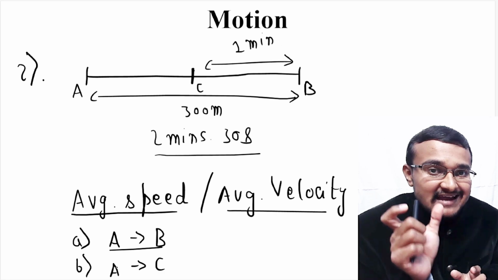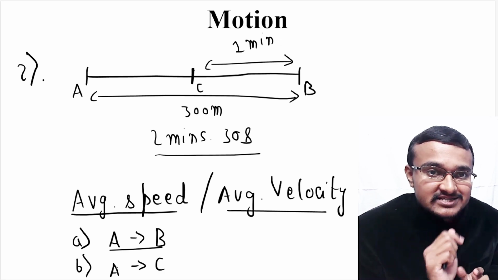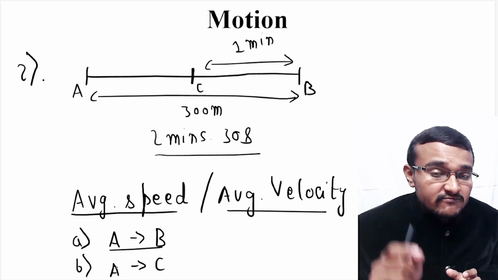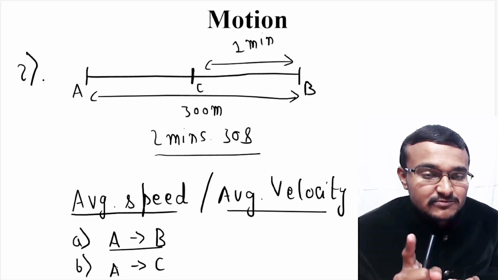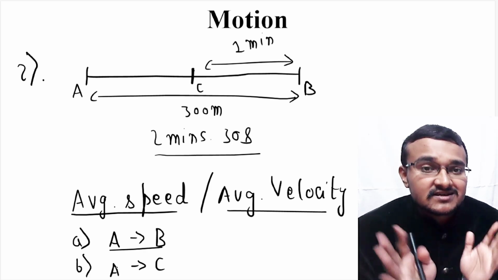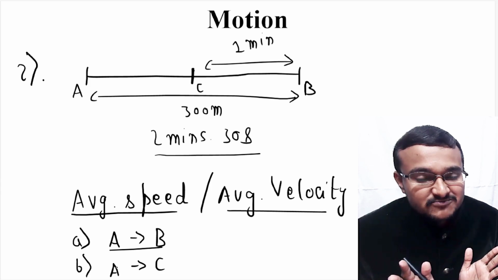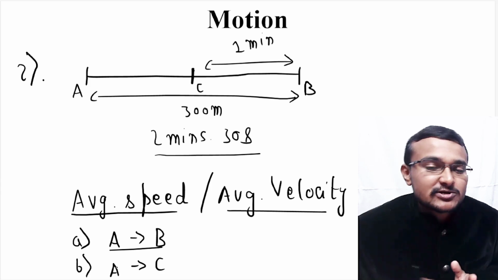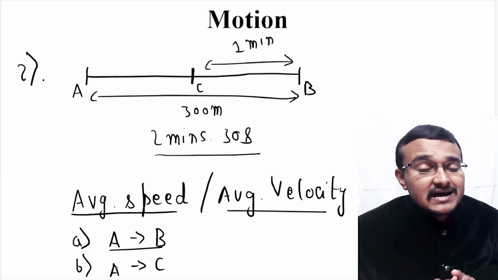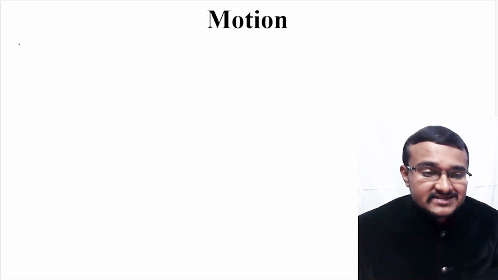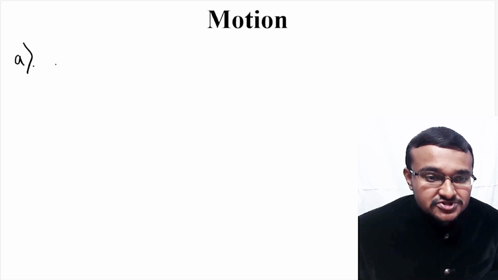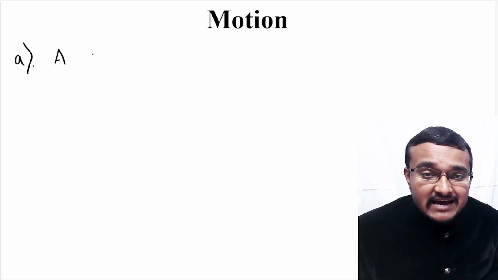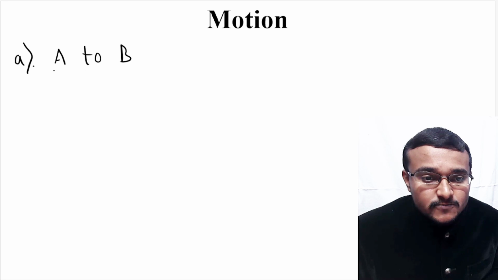So while calculating average speed you should take the total distance traveled by Joseph. But when you have to calculate average velocity, you should just take the initial position and final position, calculate the shortest distance, and that shortest distance will be your displacement, and that total displacement divided by total time will be your average velocity. So now let us solve this. In the second question, part A, they are asking to calculate average velocity and average speed while traveling from A to B.